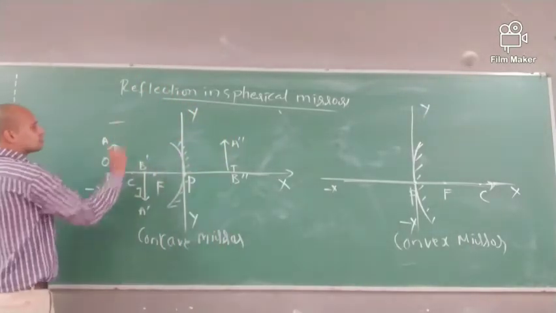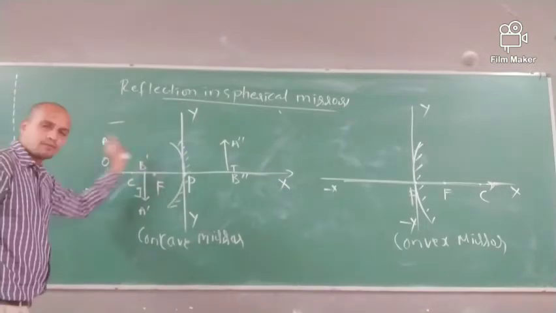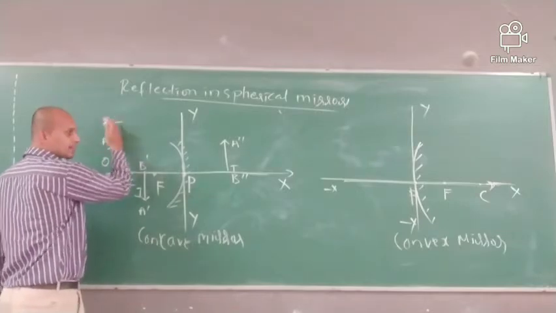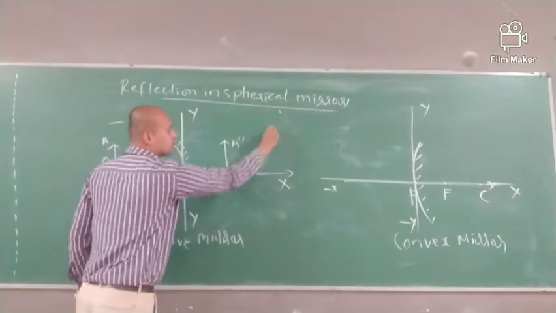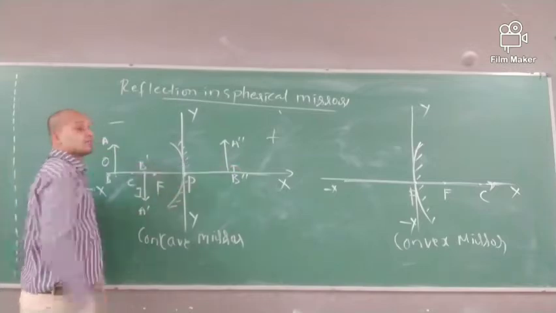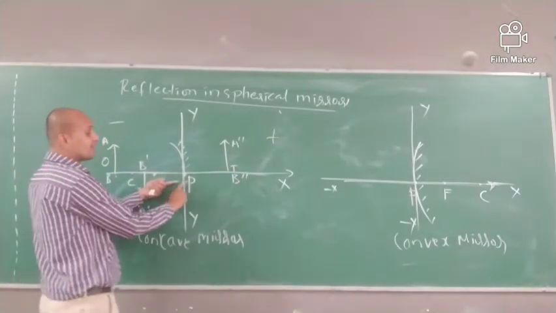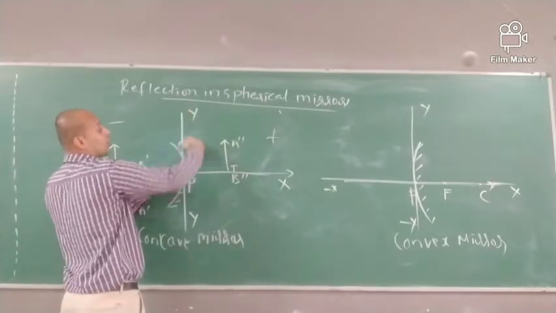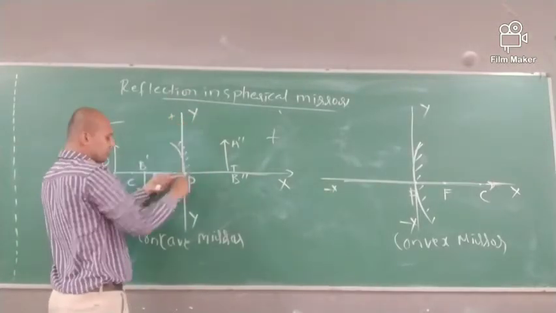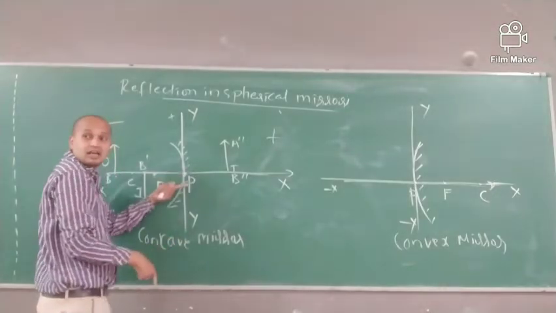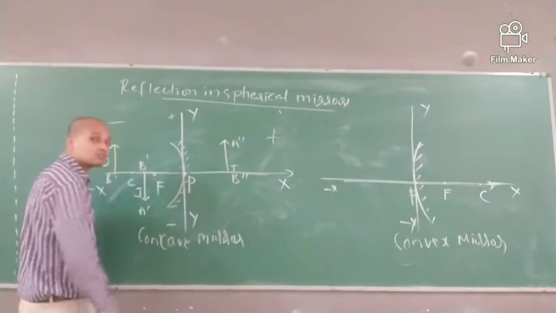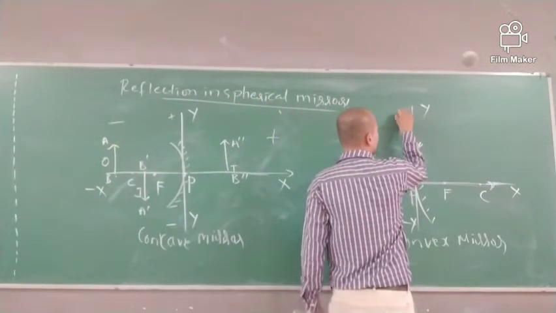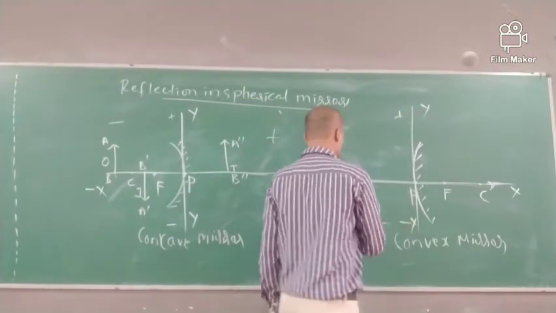Whatever you measure on the left side of the pole will be negative. Whatever you measure on the right side from the pole will be positive. Whatever you measure along the y-axis upward will be positive. Whatever distances you measure in the downward direction will be negative. Same thing here: positive distance, negative distance.